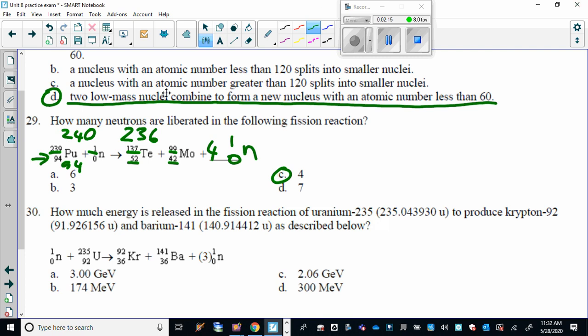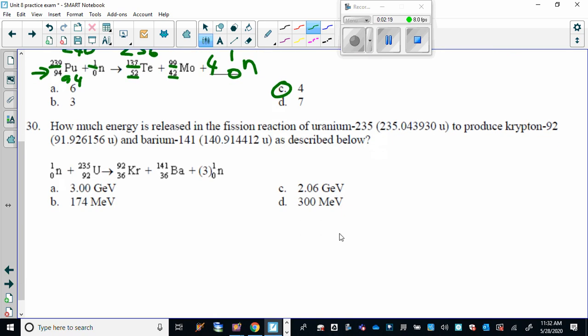Number 30 says, how much energy is released in the fission reaction of uranium to produce krypton and barium as described below? So here we go. This is your classic fission reaction. You have uranium-235. You add a neutron to it. It becomes uranium-236, gets very unstable, and then splits into these two and also releases 3 neutrons.